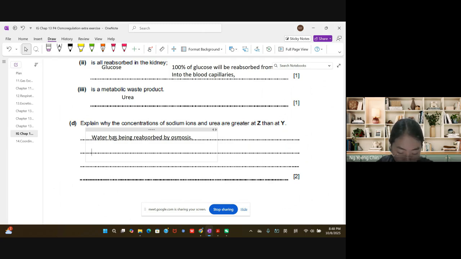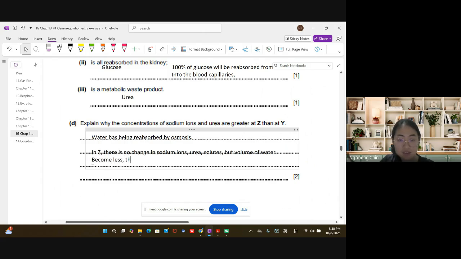Okay, so they give you 2 marks, and then 1 more mark is you can write about the Z. There is no change in the sodium ions, urea, and solids, but the volume of water becomes less. Thus, it will increase the concentrations of sodium ions and urea. Okay, here is the answer that you need to know.